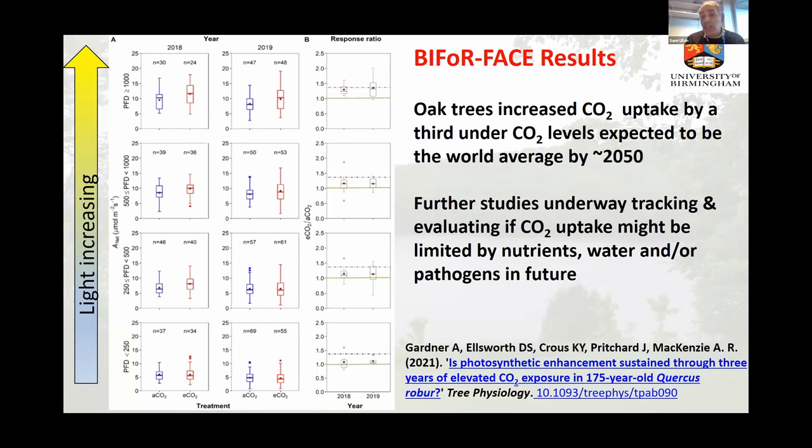We have further studies underway tracking and evaluating if this CO2 uptake might be limited by nutrients, water, or diseases in future and how long we could sustain. So this area will be generating further research to really support the forecast for carbon uptakes by northern temperate forests.